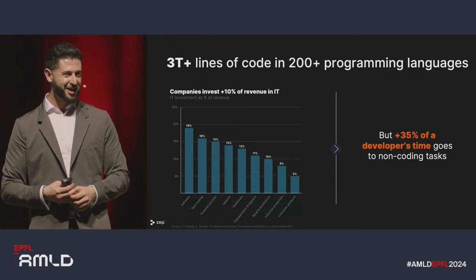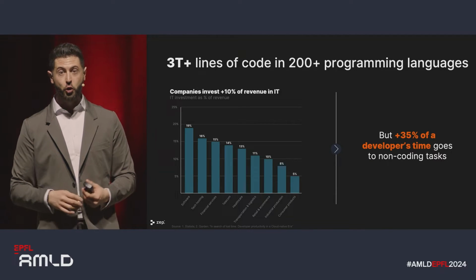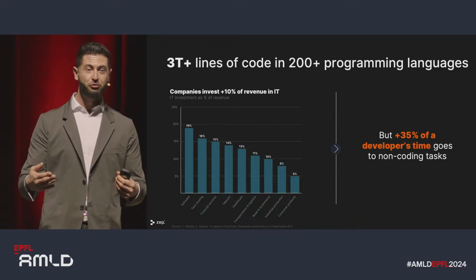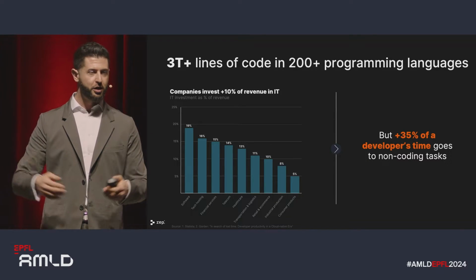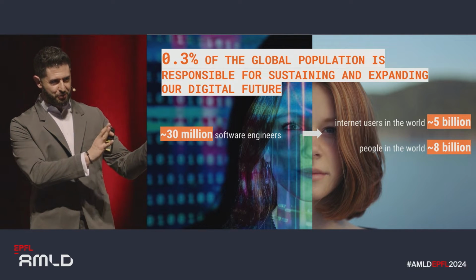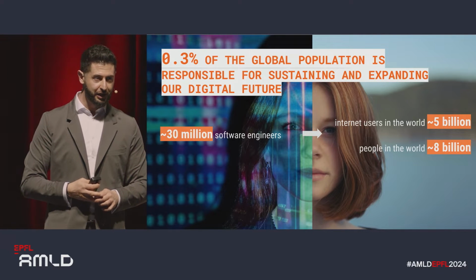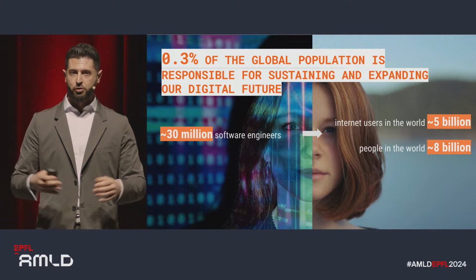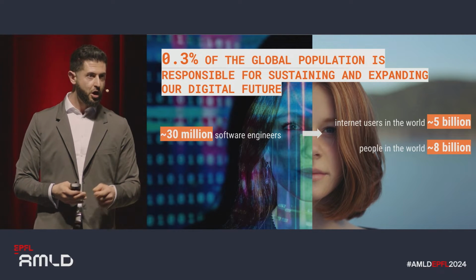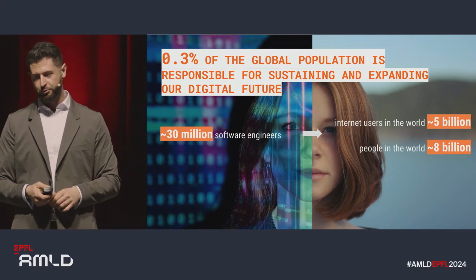And the other stat also proves that more than 35% of the developer time goes on non-coding tasks. Trivial stuff that no one really enjoys, but you have to go through in order to ship a feature, in order to sell a product. So let's keep in mind the statistics, and let's dive into another one, which I also find very telling. Out of the 8 billion people that we have in the world today, roughly 5 billion of them have access to the internet, only a tiny amount is capable of developing code. We're talking roughly about 30 million people.